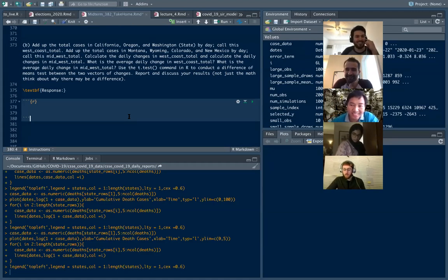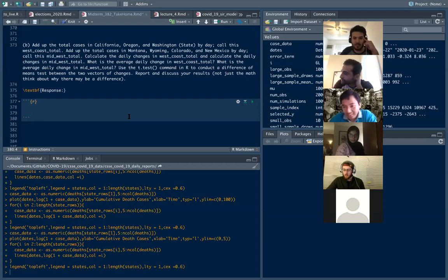Yes. Okay, and I asked you guys to try and explain or report and discuss your results. Not just the math, think about why there may be a difference. Why do you think there's a difference between the West Coast results and the Midwest results? Population density. We're a lot closer to one another on the West Coast than we are in the Midwest, because the land is way more expensive here, right?